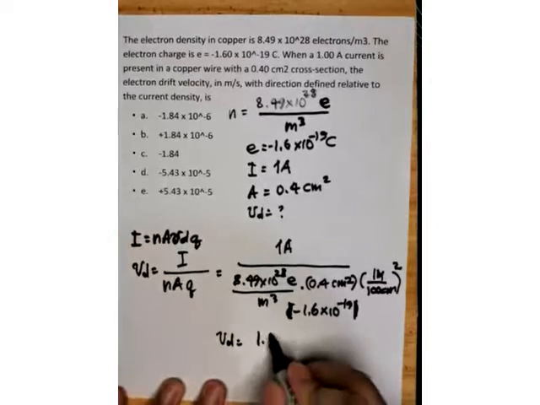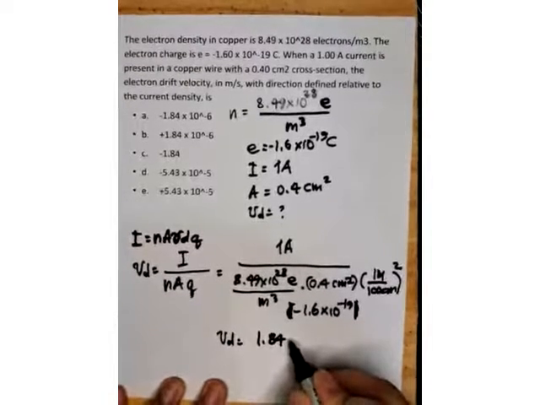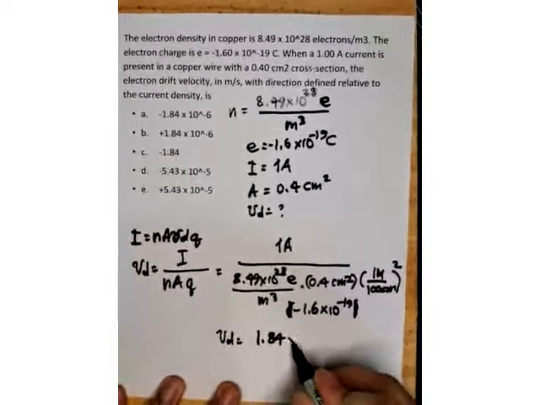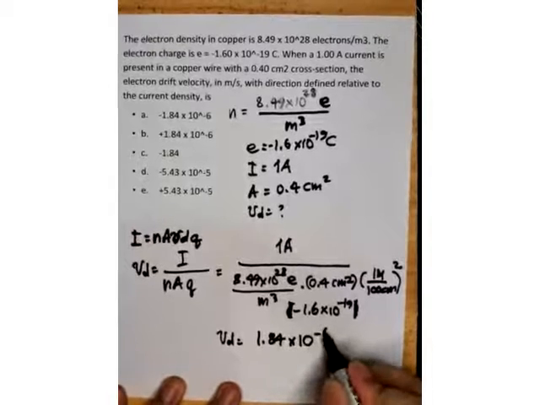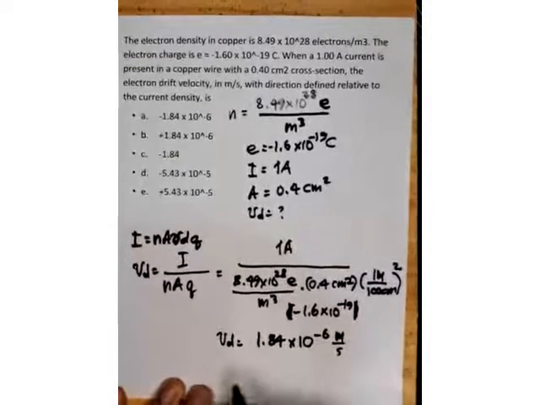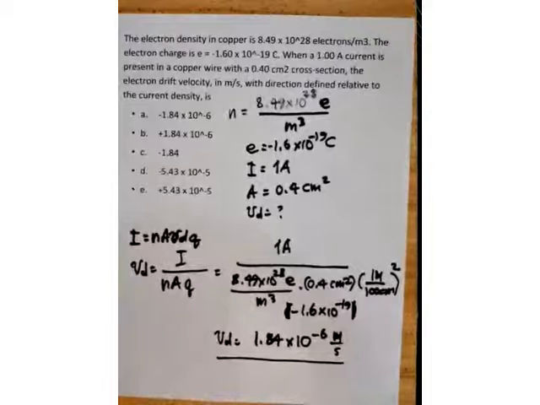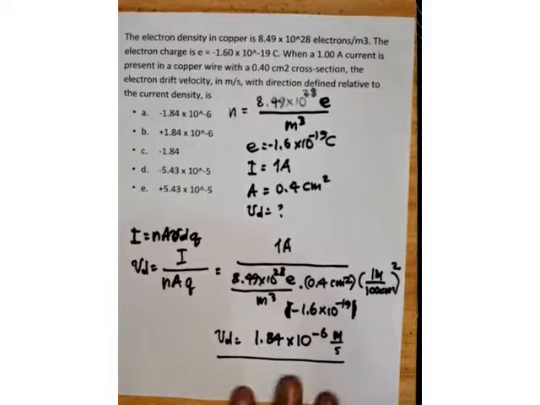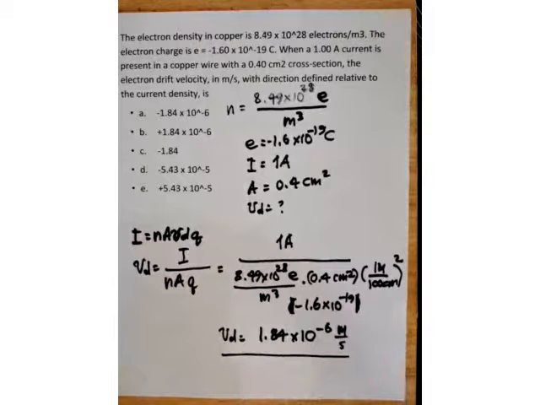It is 1.84 times 10 raised to negative 6 meters per second. Okay, class. So 1.84 times 10 raised to negative 6 meters per second. So if we will follow the direction of the electrons, it should be negative. Okay.